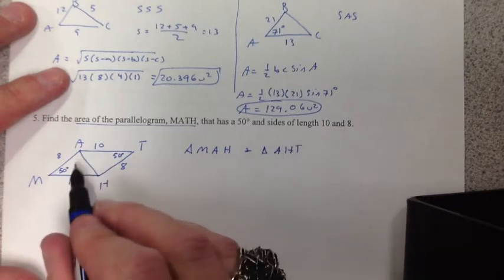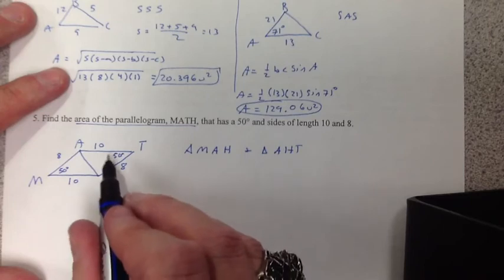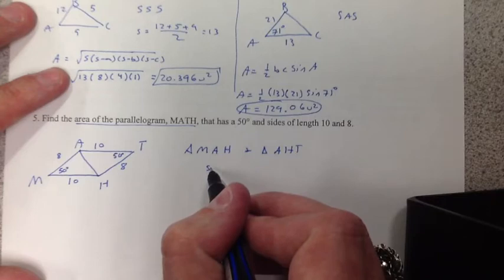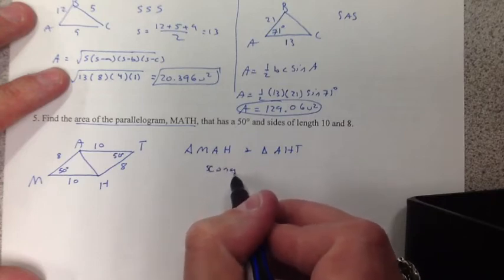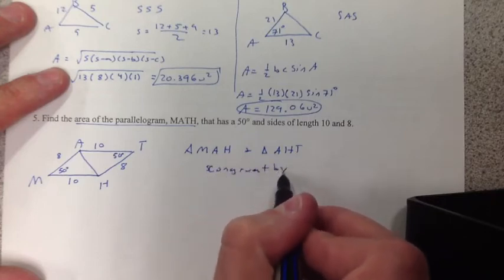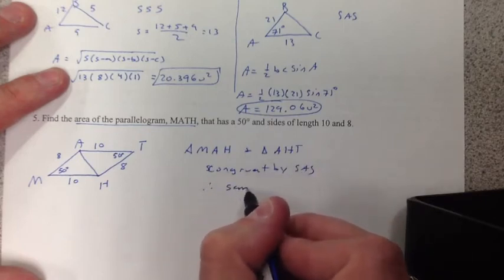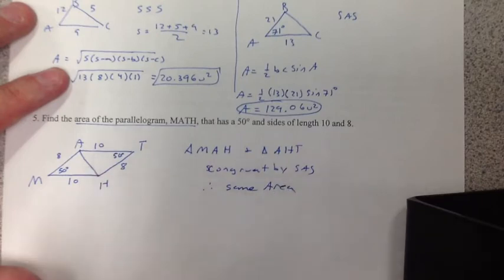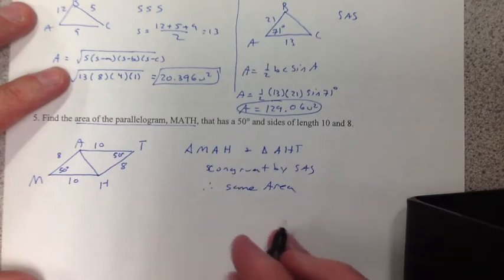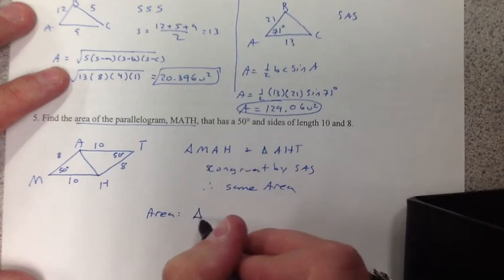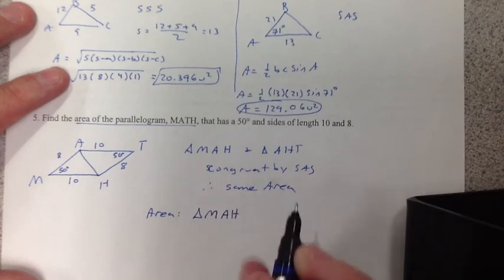Now, both these triangles are not similar, but congruent, excuse me. These are congruent by side, angle, side. So because they're congruent, they have the same area. So if I can find the area of one of these triangles, I can double it to get the area of our parallelogram. So I'm going to go ahead and find the area of my first triangle, triangle MAH.